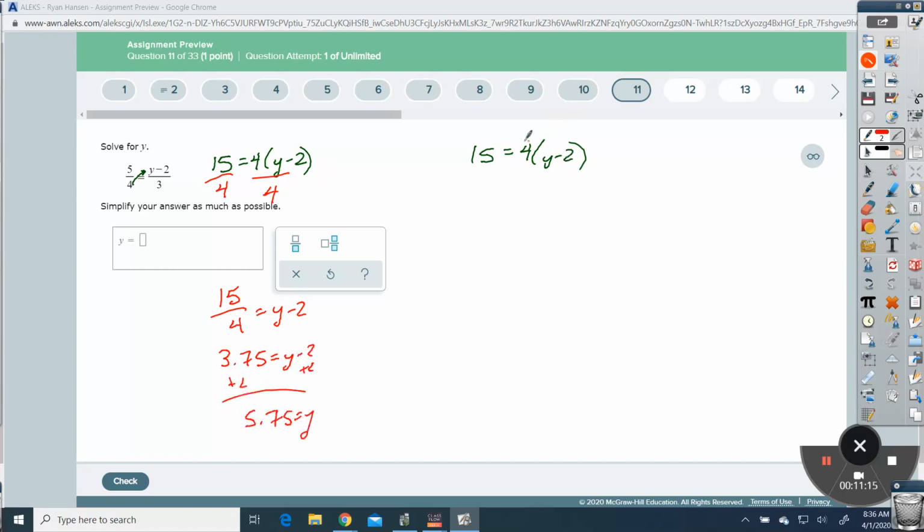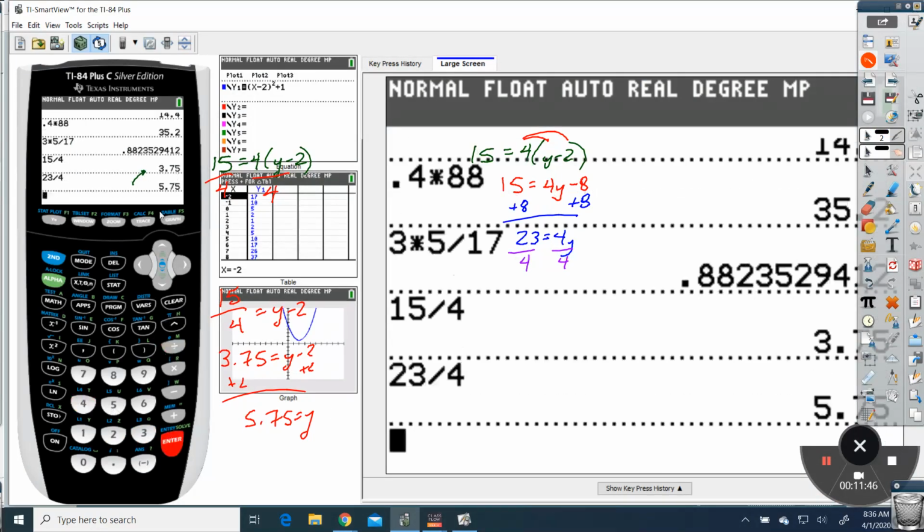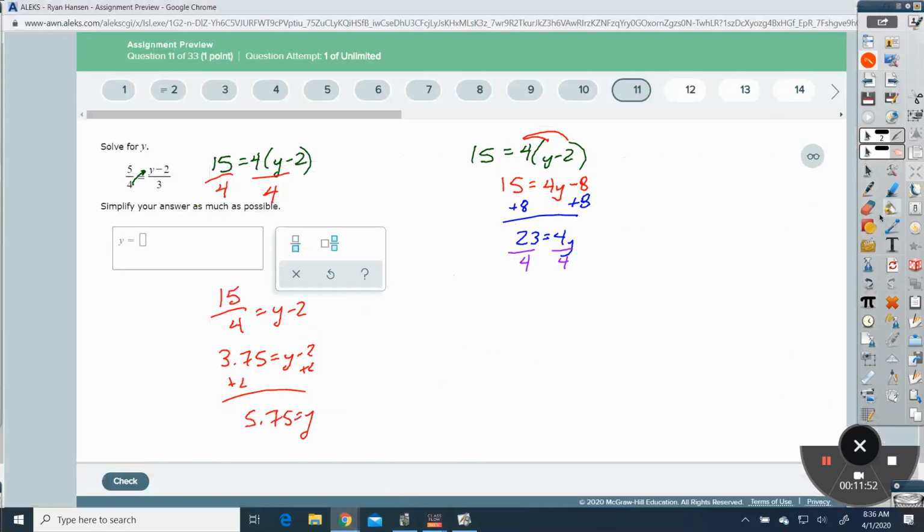So that's one way. The other way is to take it like we have it right here and distribute that 4. So I have 15 equals 4y. Then 4 times negative 2 is negative 8. And so now to solve it, to get rid of the minus 8, I add 8 to each side. So 23 equals 4y. So now I'm just going to divide each side by 4. So now I'd come to my calculator and go 23 divided by 4. So 5.75. So I come back to here. I'd have 5.75 equals y.